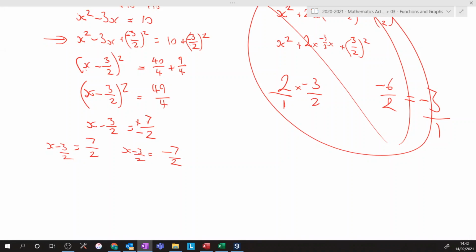Now you have to solve them. You add 3 on 2 to that side, so you get x equals 10 on 2. You add 3 on 2 to the other side, and you get x equals minus 4 on 2. So that is 5, and that is minus 2, and there are your 2 answers. 10 over 2 turns into 5, and minus 4 over 2 turns into minus 2.